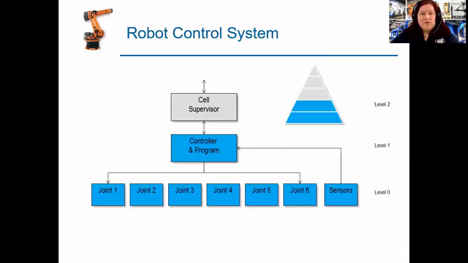And they can communicate with humans, maybe put some kind of warning systems or different things like that. So in terms of robot control system, you will always have a cell supervisor, and under the cell supervisor you might have a controller and program. It has to be configured so that you are achieving what you were planning to achieve, either if it's pick and place, or different points, or continuous path control.